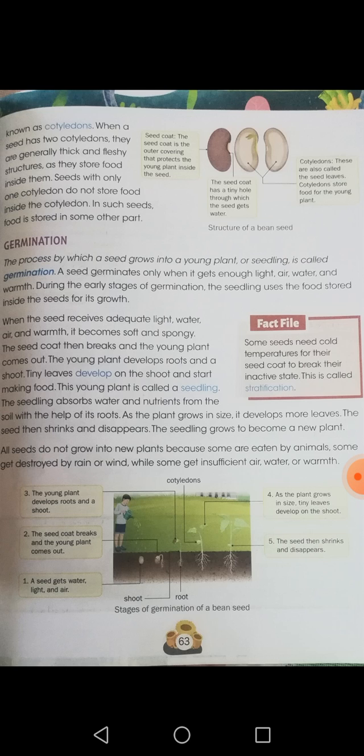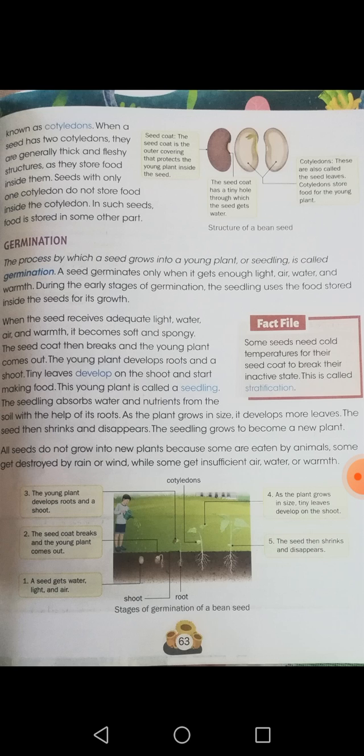Then the root will develop and then a shoot will develop. After development of the root and shoot, tiny leaves will start coming out of the shoot and these tiny leaves will start making food. This young plant is called a seedling. So firstly the root, after that the shoot. After the shoot, the leaves will come out of the shoot and they will start preparing food, and the plant will become young afterwards, right?